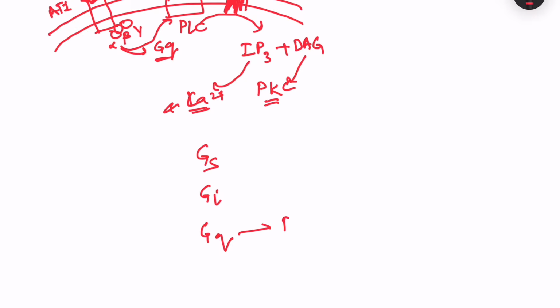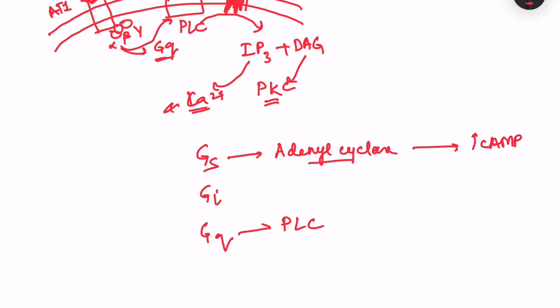Gq, I told you that it is activating phospholipase C. G stimulatory activates adenyl cyclase enzyme. So this adenyl cyclase enzyme ultimately leads to formation of cAMP. But I told you that AT1 receptor in the kidney is Gi type, not Gs type. So this leads to decrease in activation of adenyl cyclase enzyme. So whatever activated enzyme is there, now it will not be activated, it will be inhibited, and there will be decrease in the formation of cAMP.